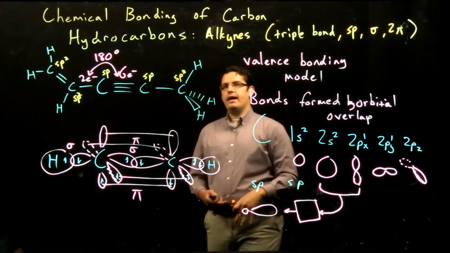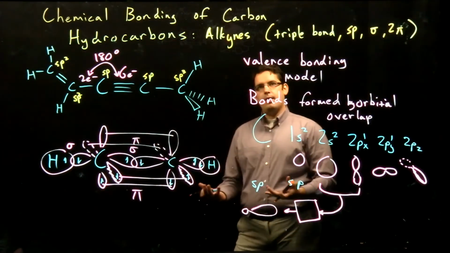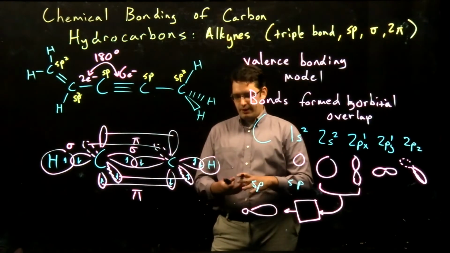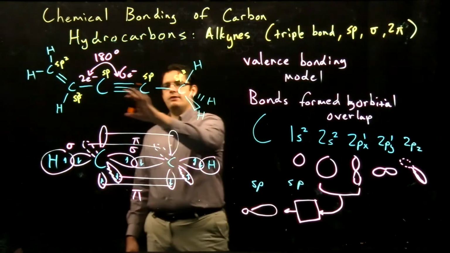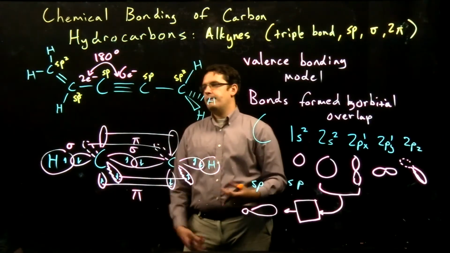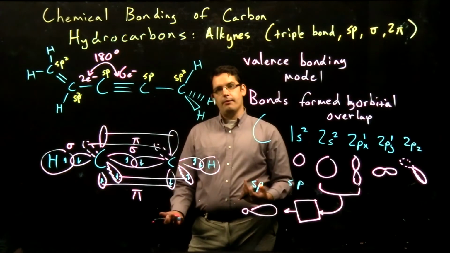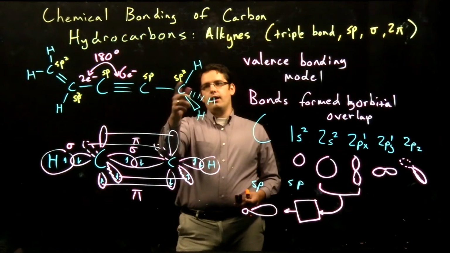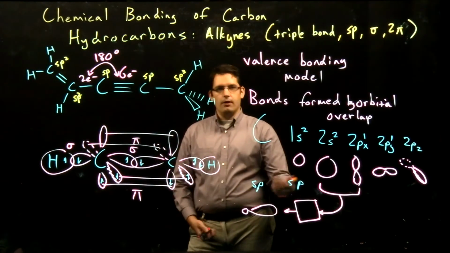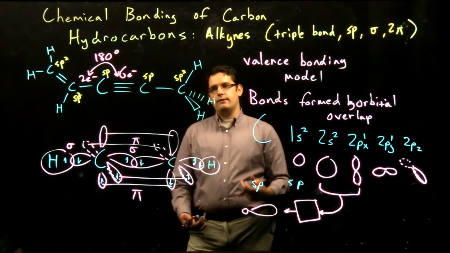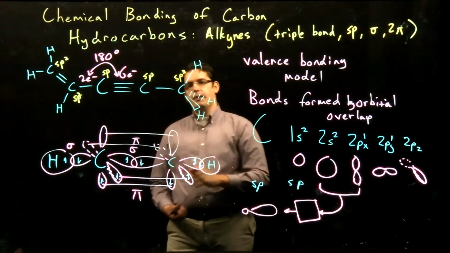The general rule is that if our carbon has 4 bonds, is bonded to 4 different things, it's going to be sp3 hybridized. If it's bonded to 2 different things, it's going to be sp hybridized. And if it's bonded to 3 different things, it's going to be sp2 hybridized. Alright, so the number of orbitals that we combine together to make those hybrid orbitals is going to be equal to the number of different things that we're bonded to.